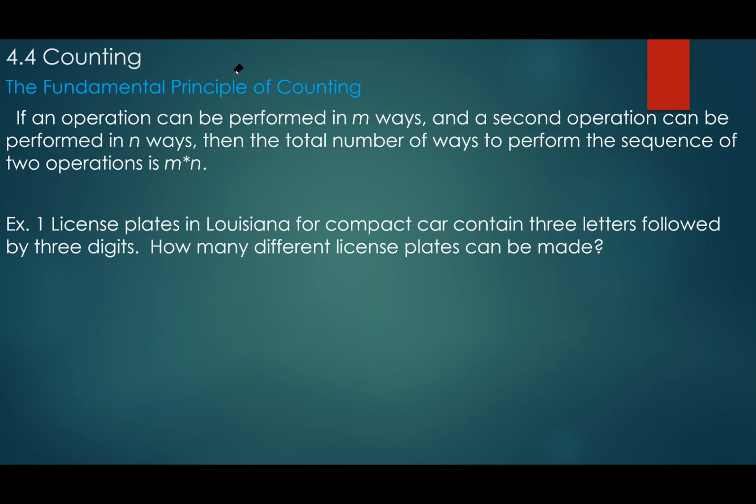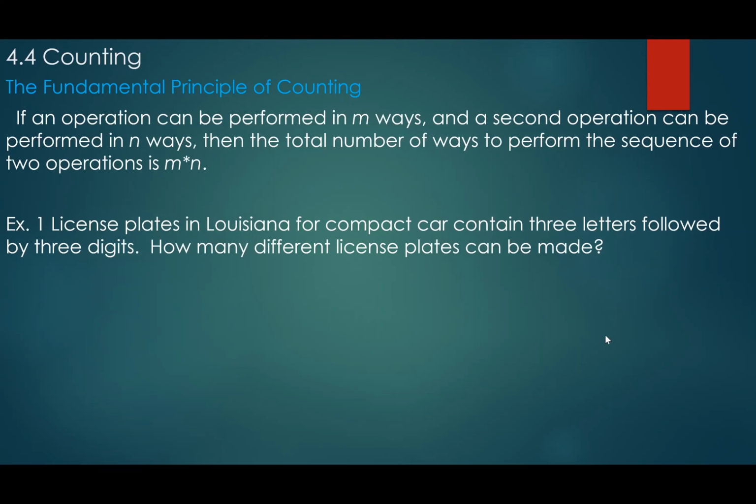If we take a look at example 1, this is what they say. The license plate in Louisiana for a compact car, not the truck, is different. For a compact car, it contains 3 letters followed by 3 digits. How many different license plates can be made, given that you can repeat the letters and the numbers? I did not put it here, but assume that you can repeat, meaning your license plate can be AAA111, you can repeat whatever you have here.